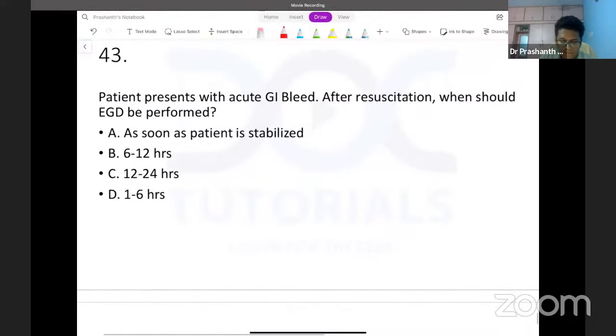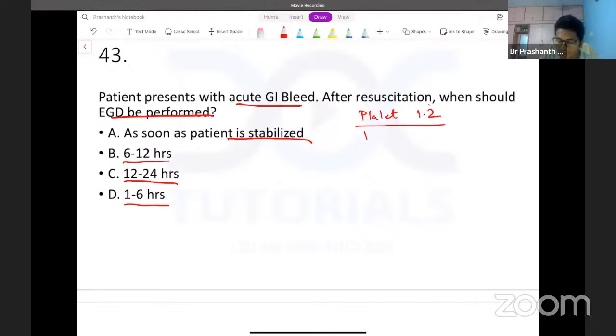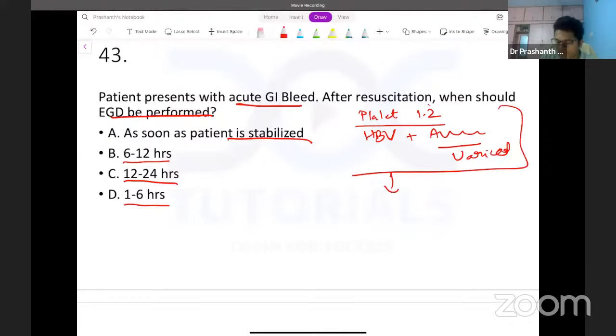Next question is: patient presents with acute GI bleed after resuscitation. When should endoscopy be performed? As soon as the patient is stabilized, is it 6 to 12 hours, 12 to 24 hours of presentation, or 1 to 6 hours of presentation? Now, this question can again be divided. Suppose in the question they say the patient has a platelet count of 1.2, or the patient is a known case of HBV with advanced fibrosis with past endoscopy showing varices. Then these are clinical scenarios which tell you that you're probably dealing with a variceal bleed. If it is variceal, the answer will go straight to 6 to 12 hours. Okay.